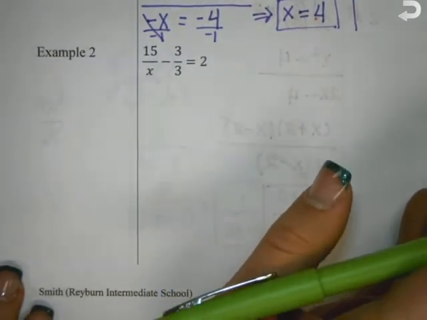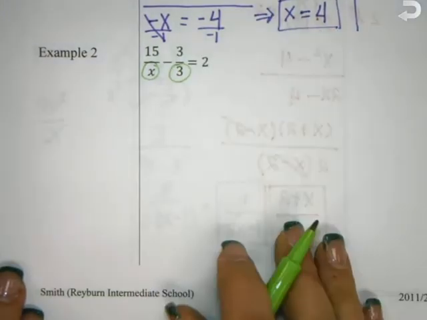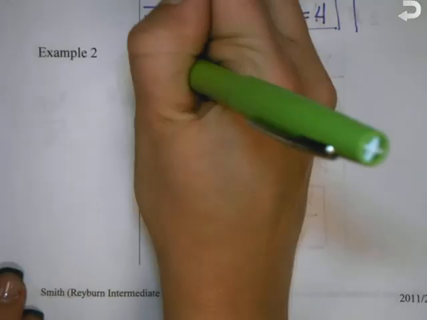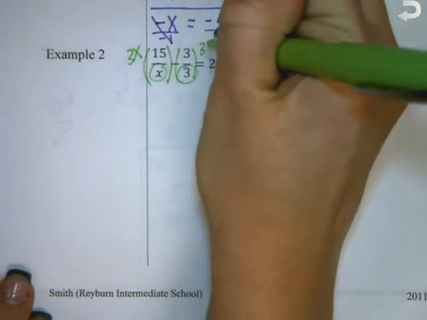What's going to be the LCD? 3x. So we're going to multiply this guy by 3x. We're going to multiply this guy by 3x. And we have to multiply 2 by 3x.